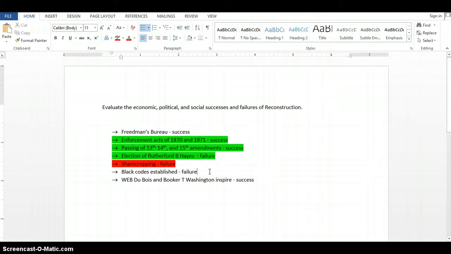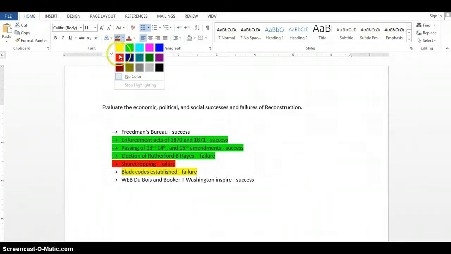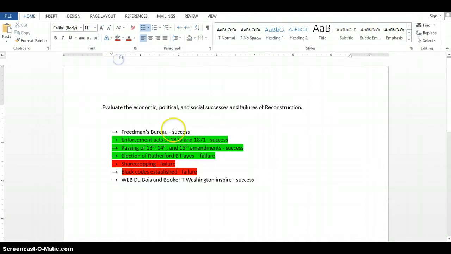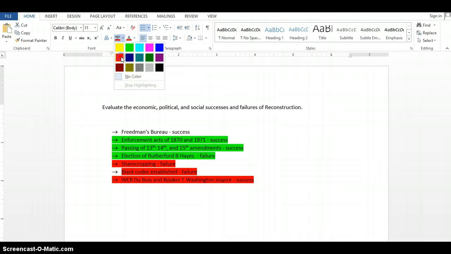Black codes being established, this is probably going to be political or social. I wouldn't say that it's economic in any way. But because we only have one social, rather, we're going to go ahead and say that this is a social failure. And then these two men and other inspirational leaders is certainly a social success.